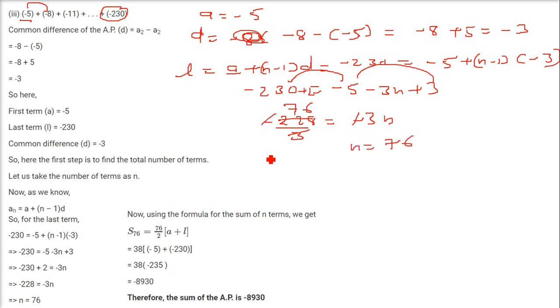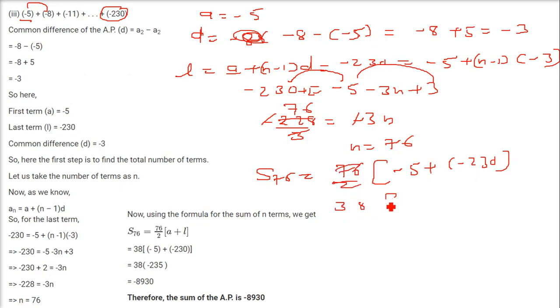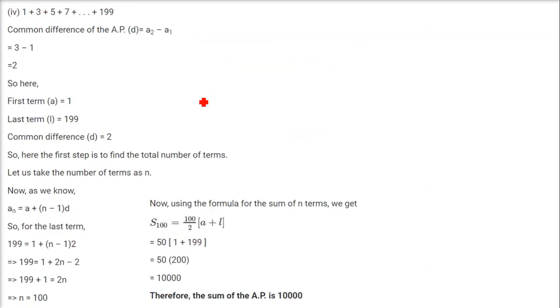Now you have to find out the sum. So n is known, 76 by 2, and A is minus 5, and L is what? Last term, minus 230. So 76 by 2 is 38. Here minus 5 minus 230 is going to be minus 235. Multiply 38 and minus 235, you get minus 8930. This is the sum of the AP.